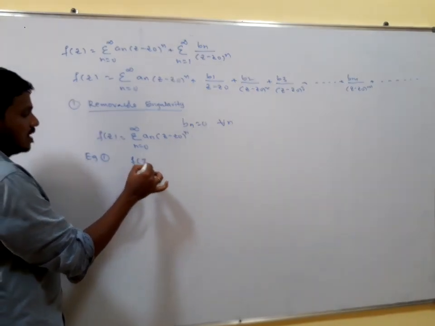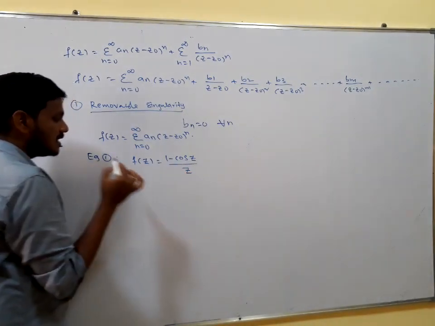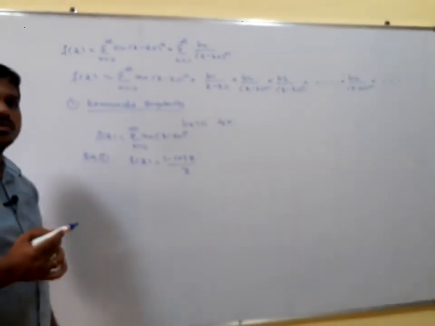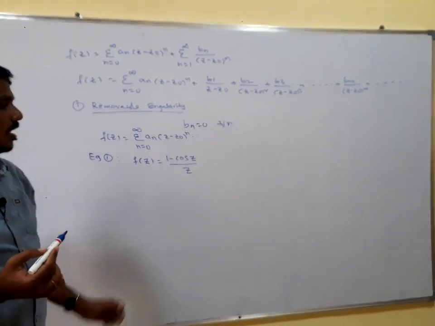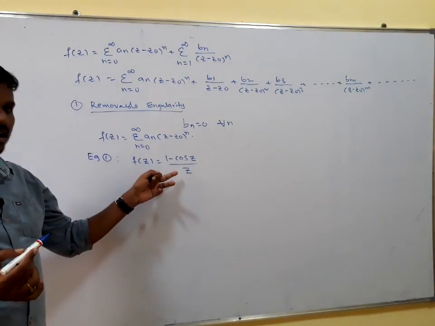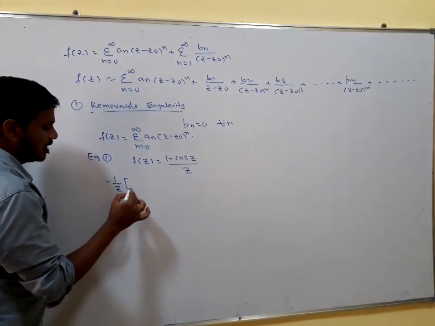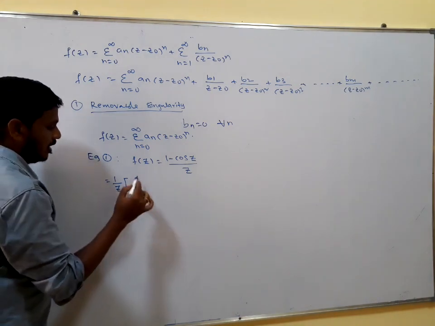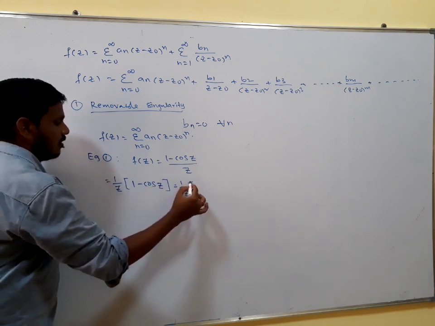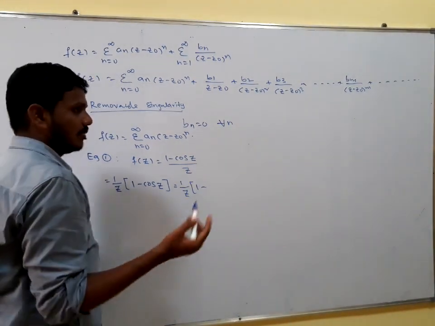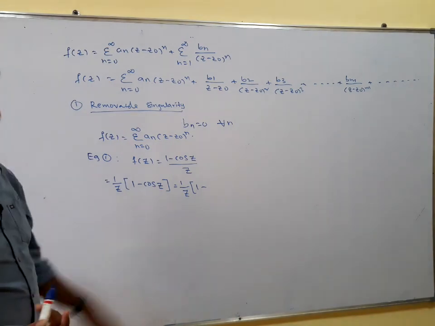Here I am taking f of z is equal to 1 minus cos z divided by z. If you see this function, z is equal to 0 is a singular point, not only a singular point, it is an isolated singular point. Now I am trying to remove the singularity. This can be written as 1 by z of 1 minus cos z, and I am trying to expand it as a Laurent series. You know the Maclaurin series expansion for cos z. The Taylor series expansion about z is equal to 0 is called the Maclaurin series expansion.